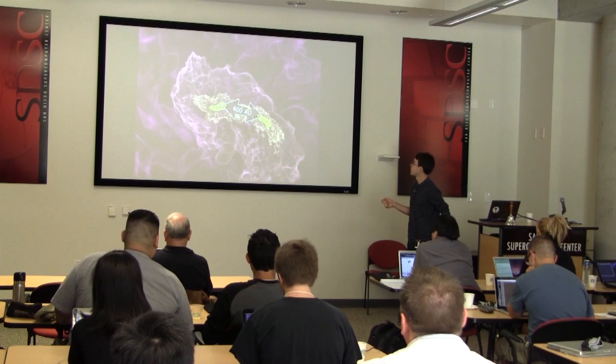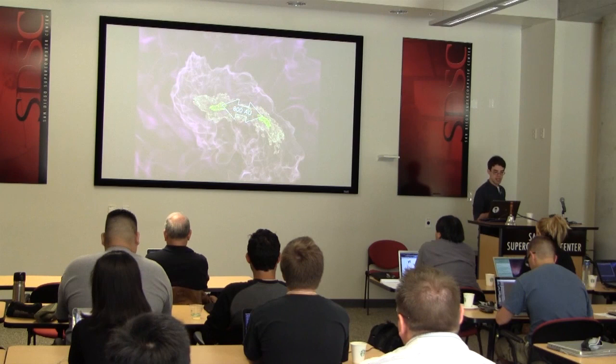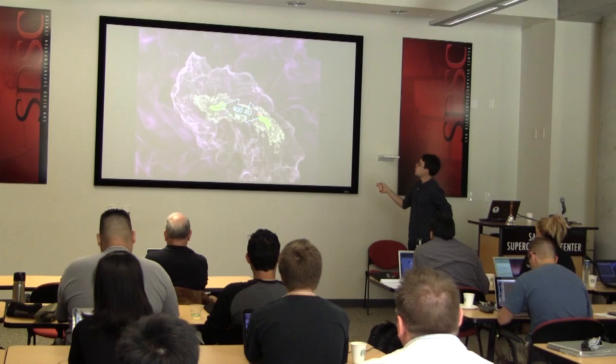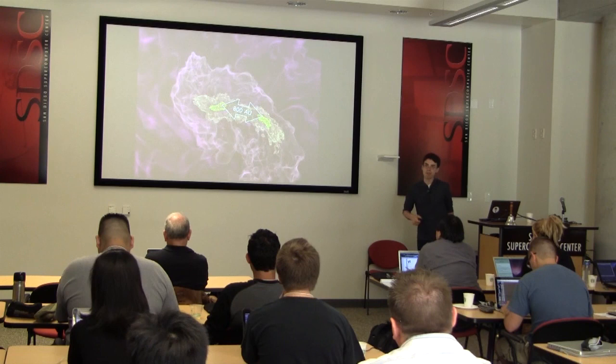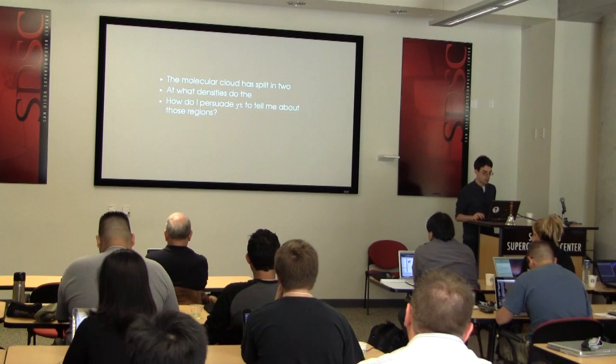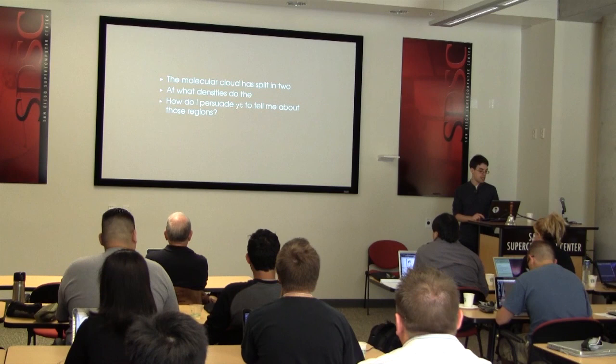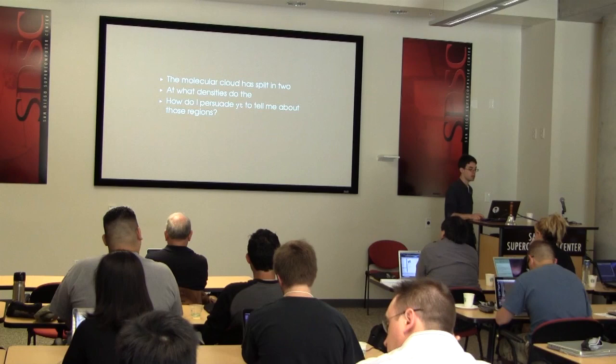This is a volume rendering of a different simulation, and this is the one that I saw fragment. What I saw was that the data is telling me there is a physical question here, and that physical question is, how does this gas fragment? The second manner that I wanted to look at that was, are there any correlations between the data that I could look at? At what densities do the chemical instabilities interface, and how do I persuade YT to tell me about those regions?